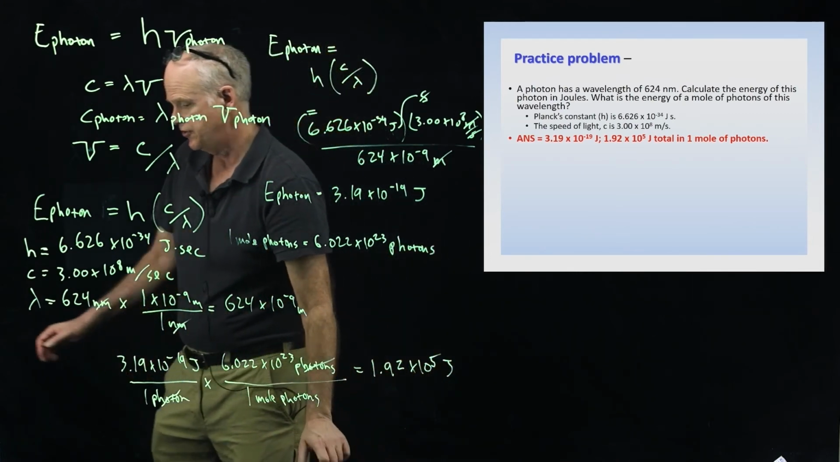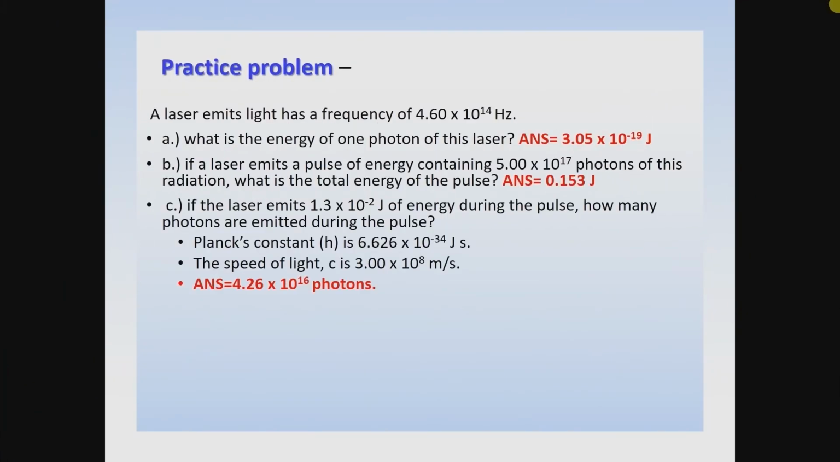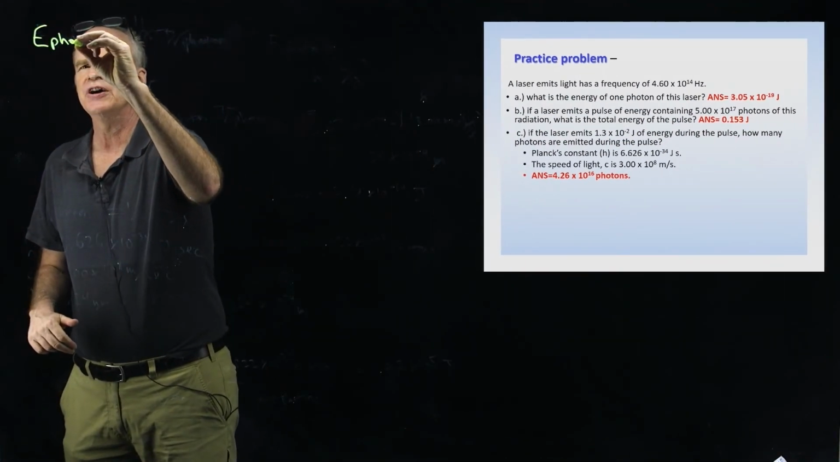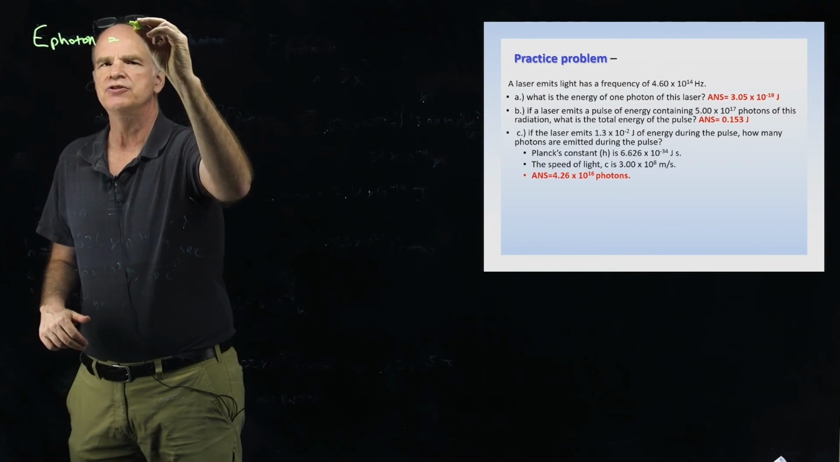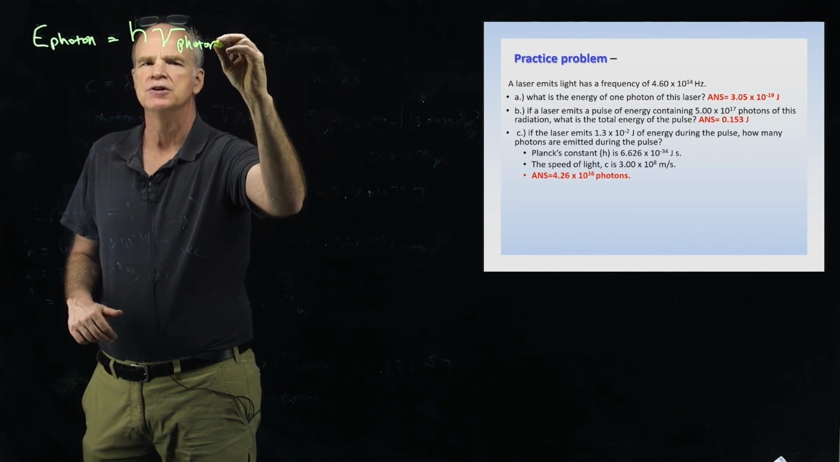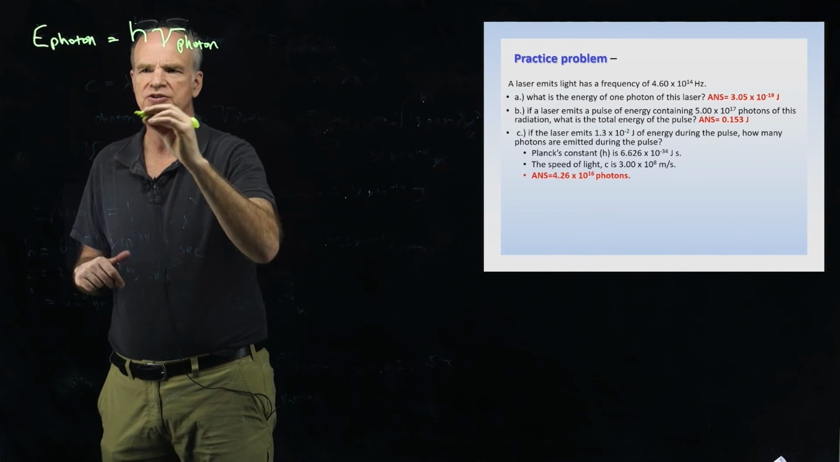Okay, so let's move on to a new problem. So we have this problem here. It says a laser emits light that has a frequency of 4.60 times 10 to the 14 hertz. The first part of the question is, what is the energy of 1 photon of this laser? This is not so difficult to solve. We recall that the energy of a photon is equal to Planck's constant times the frequency of the photon. And so we can hopefully just plug in numbers. It looks like we can do that.